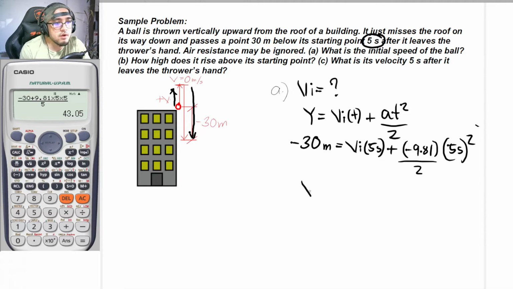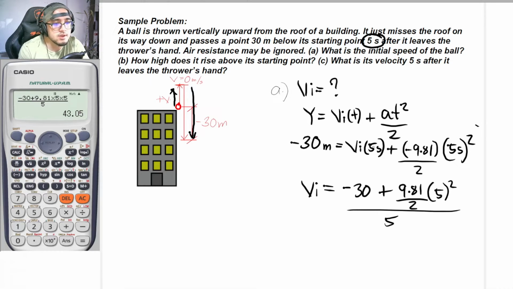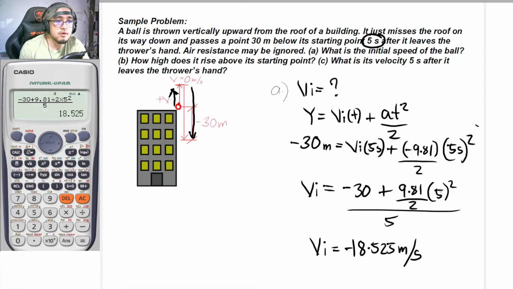With that, we can now solve for the value of our Vi. Rearranging this equation, Vi is equal to negative 30 plus, if I move this to the other side of the equation, it becomes positive, so plus 9.81 divided by 2 times 5 squared, of course, divided by 5 to get rid of this constant here. Looking at the calculator to our left, negative 30 plus 9.81 divided by 2 times 5 squared divided by 5, and my answer here is 18.525 meters per second. As you can see, it is positive because it is going upwards. If your answer here is negative, then there is something wrong with your solution or your equation.